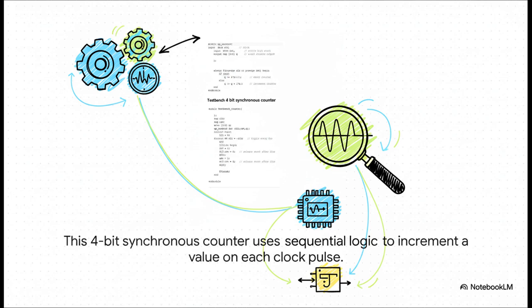We have our always @(posedge clock) block, so we know it has memory, and inside it's just some simple logic. On every single tick of the clock, it checks if the reset is active. If it is, bam, back to 0. If not, it just takes its current value, Q, and adds 1. That's it. It's a memory cell that knows how to count.